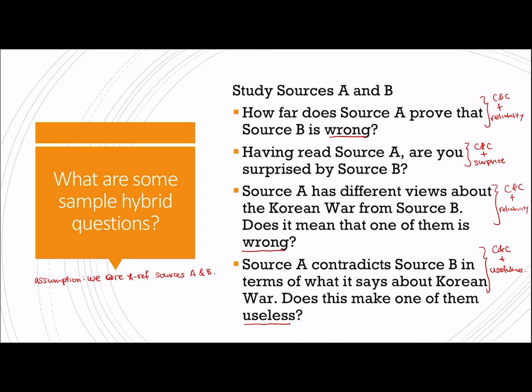Okay, and all of these questions are actually trying to make you think about whether cross-referencing is enough to prove that a source is wrong. Is it enough to make you surprised by something? Is it enough to make another source useless?